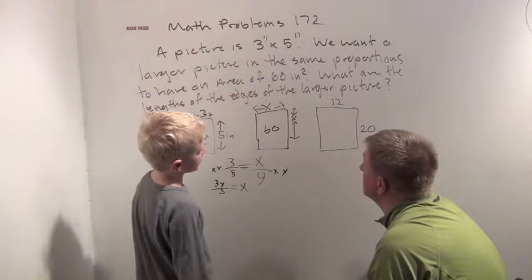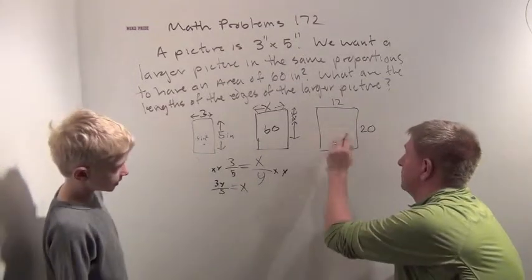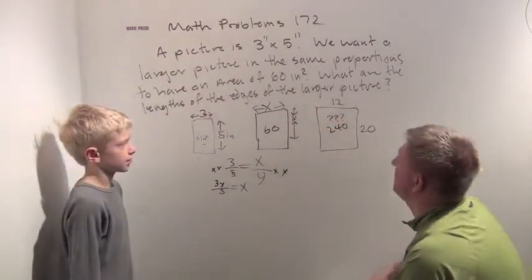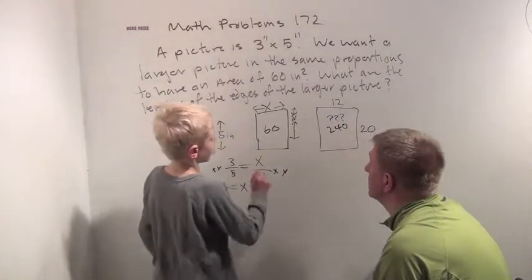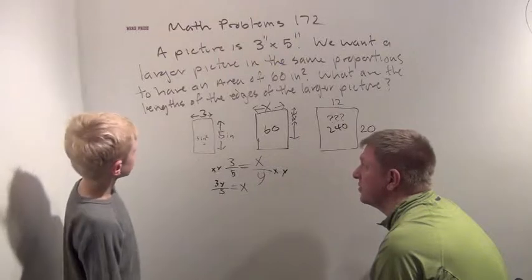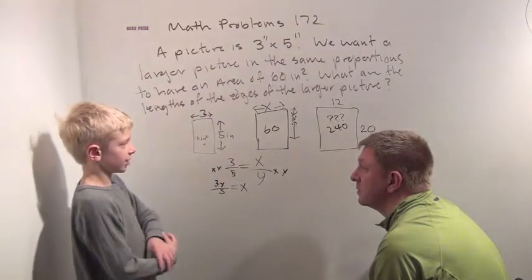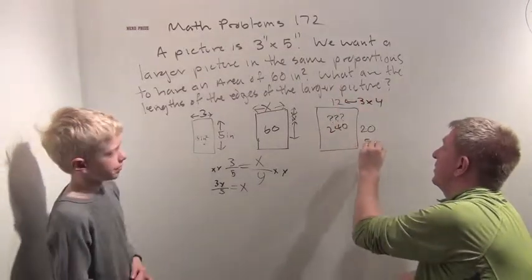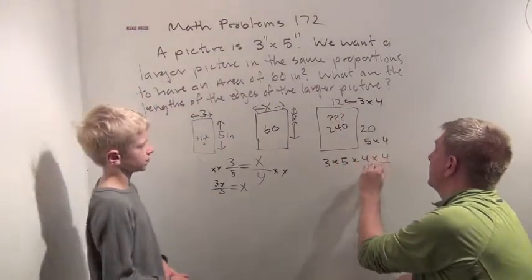It's 240. We multiplied the length and width by 4 and we got an area of 240. That's too big. 240 is 60 times 4. So we got too big. What went wrong? Well, maybe we multiplied by too big of a number. We got 3 times 4 up here. We got 5 times 4 here. And when we multiplied the areas together, we got 3 times 5 times 4 times 4. So we got an extra 4.